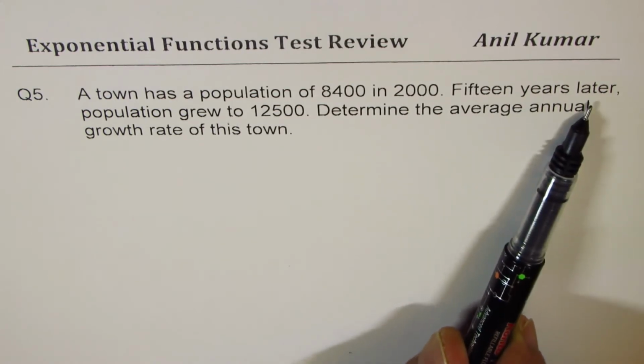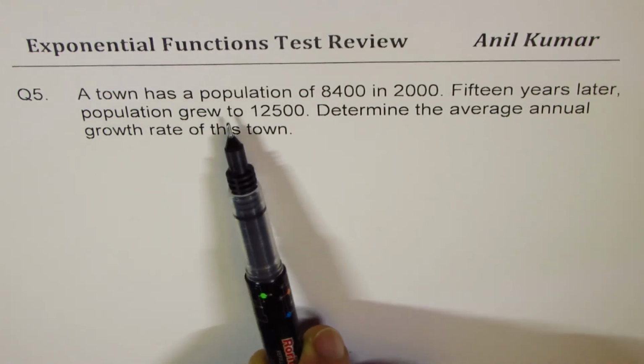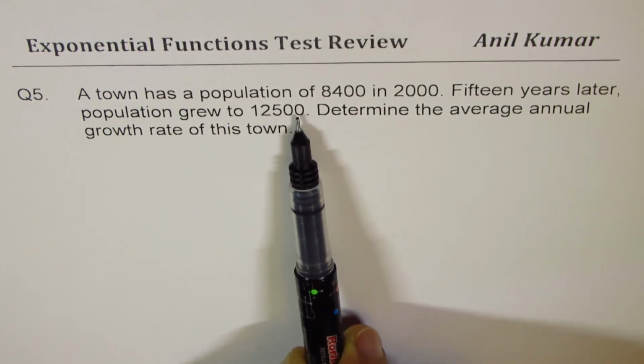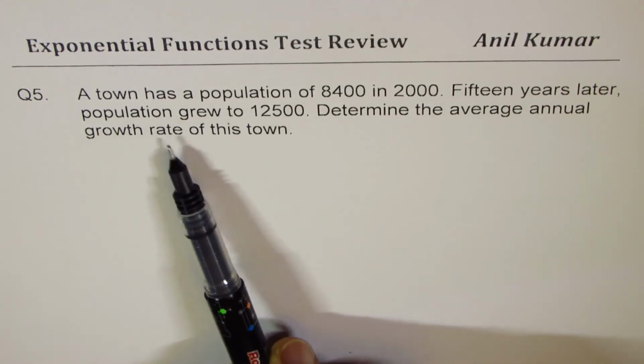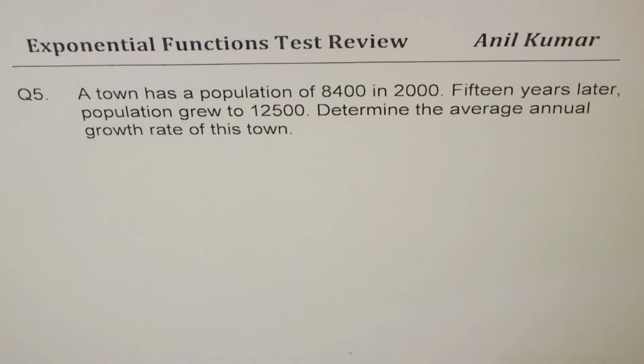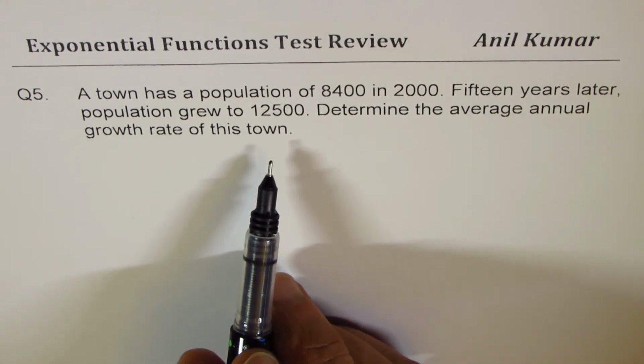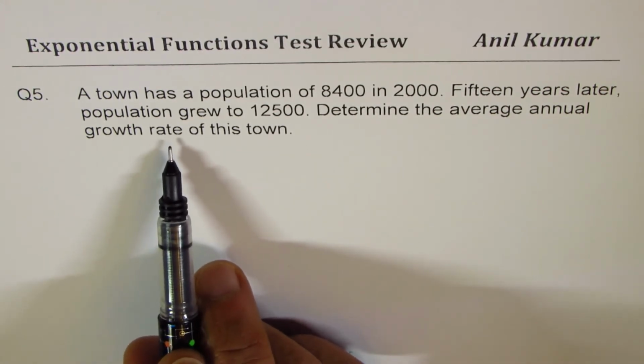So now the question is: a town has a population of 8,400 in 2000. 15 years later, the population grew to 12,500. Determine the average annual growth rate of this town. So in this particular question, we have not given you the equation. So you have to define the variables, write down the equation, and then find the growth rate.